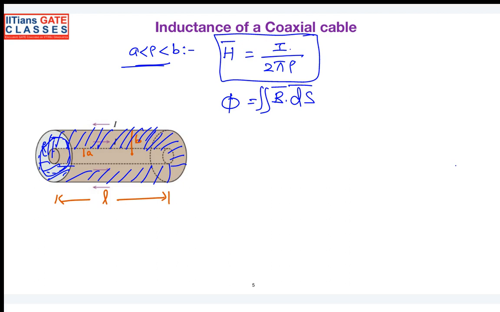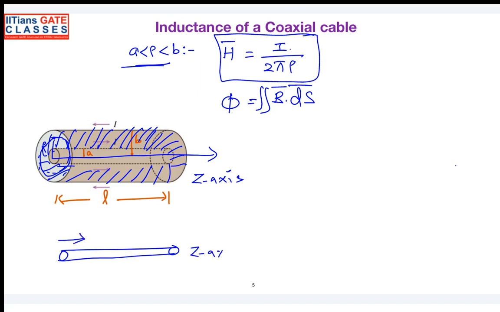For an instance, you can assume that the axis of the coaxial cable is the z-axis. In that case, the magnetic field will be in which direction? You have a current which is flowing along the z-axis. What will be the direction of the magnetic field? Even in a coaxial cable, if you assume that the current is flowing in the z direction, can you tell me what will be the direction of the magnetic field?